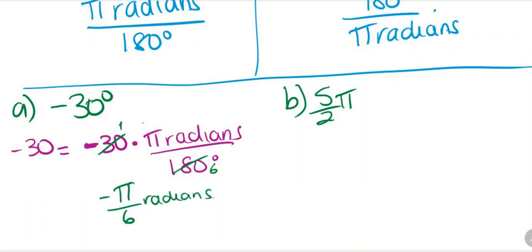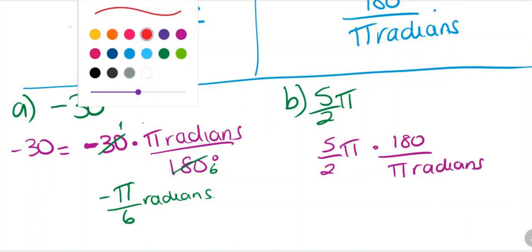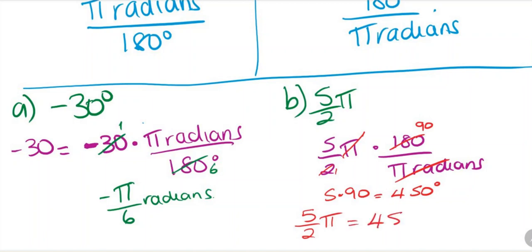Let's have a look at the second one. We have 5 over 2 pi, and we need to multiply this by 180 divided by pi radians. The radians will simplify, and now we can divide. How many 2's in 2? 1. How many 2's in 180? 90. So 5 times 90 is 450. So 5 over 2 pi is equal to 450 degrees.